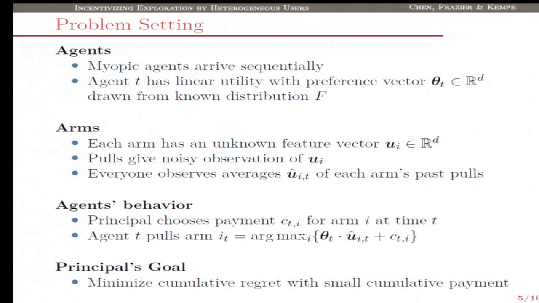Both the agents and the principal can observe this u_i-hat, which equals the average of the arm's past pulls. As I said before, in our work, we assume that the principal will offer some money payment to the agents, and we use c_ti to denote the payment for arm i at time t. With this incentive, the agent will pull the arm that maximizes its myopic linear utility function plus the incentive. And as the principal, our goal is to come up with an algorithm that minimizes the cumulative expected regret while making a small cumulative expected payment. So that is our goal.